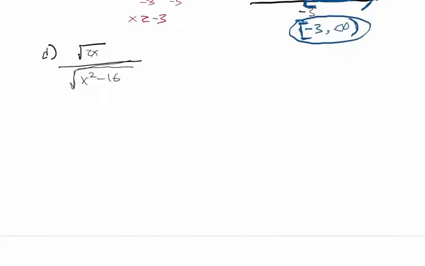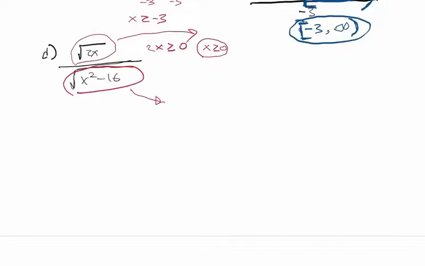So here again, we have to look at top and bottom separately. What restrictions do we have? So although this is a numerator, we cannot have anything less than 0 under the square root, under the radical. So we know that 2x must be greater than or equal to 0. That means that x must be greater than or equal to 0. So that's the one restriction that we get from the numerator.